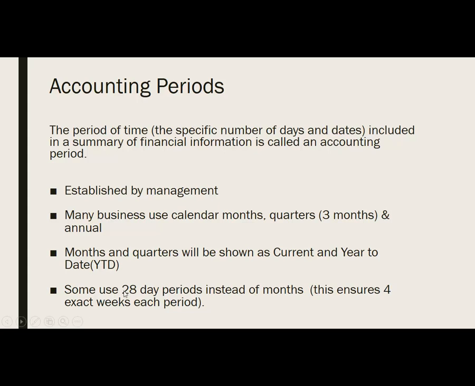What you may also see is some companies using 28-day periods instead of months. This makes sure that you're always comparing 4 exact weeks to 4 exact weeks, since some months have 28 days, some have 31, some have 30. Some years, February has 29. So by doing this, you can consistently compare 4 weeks to 4 weeks.